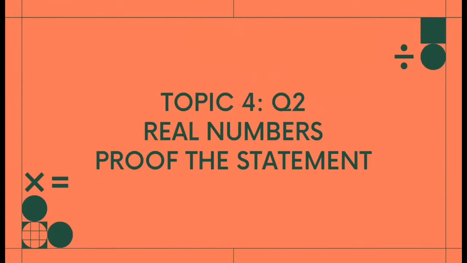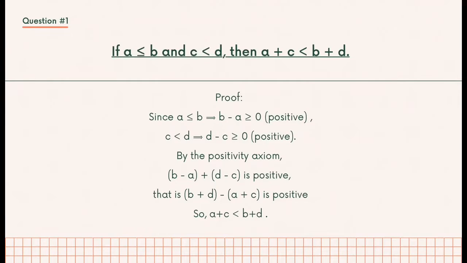For topic 4, question 2, real numbers, the question is to prove the statement. Question 1: if A ≤ B and C < D, then A + C < B + D. The proof is, since A ≤ B, we will get B − A ≥ 0, it is positive. C < D also means D − C ≥ 0.